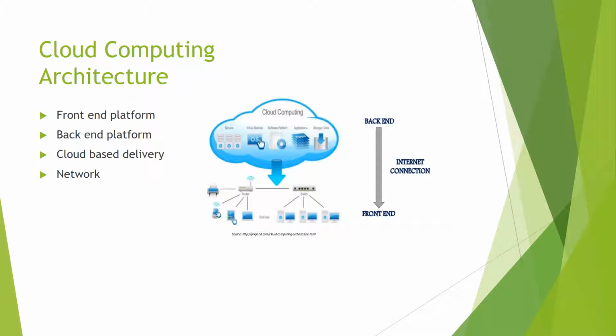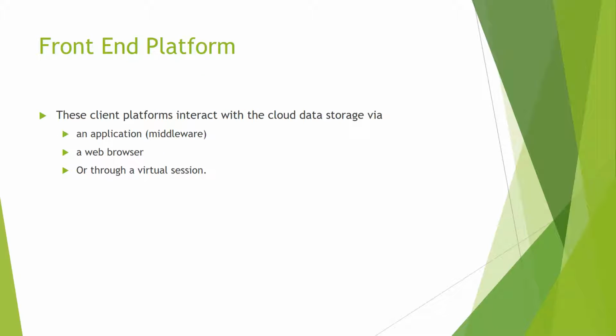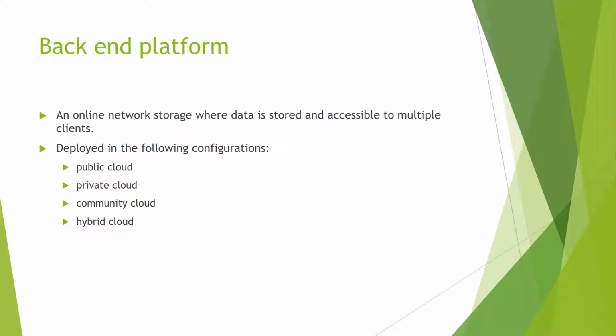Cloud computing architecture comprises a front-end platform, a back-end platform, a cloud-based delivery, and a network. Front-end platforms, also called clients or cloud clients, are basically servers, tablets, or mobile devices. These client platforms interact with cloud data storage via an application, a web browser, or a virtual session. The back-end platform is an online network storage where data is stored and accessible to multiple clients. Cloud storage is generally deployed as a public cloud, private cloud, community cloud, or a hybrid cloud.